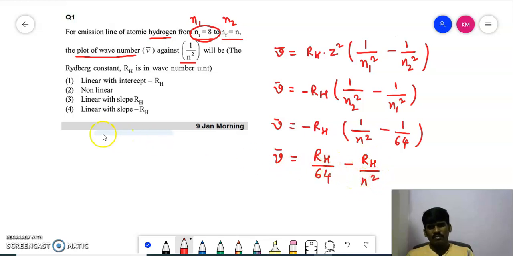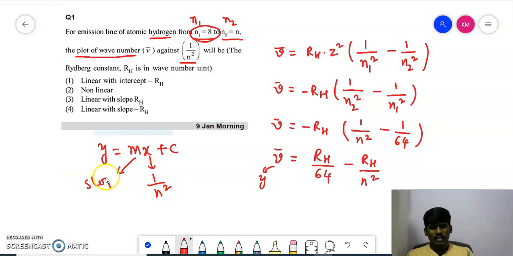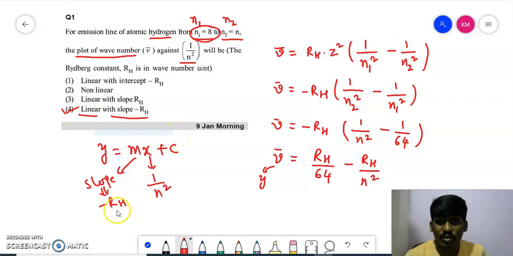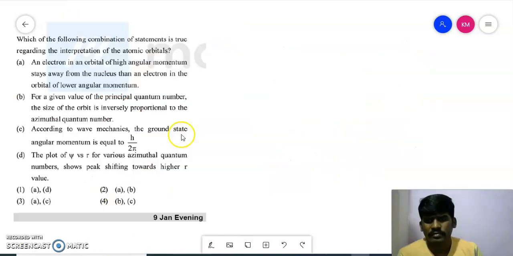Now it is in the form of the equation of a straight line, that is y is equal to mx plus c. So y is nu bar and x will be 1 by n square, and m is the slope, and that slope will be equal to minus RH. So the graph will be linear with slope minus RH. So option 4 is the correct answer. Hope you understand, children. Now let's move on to the next question.